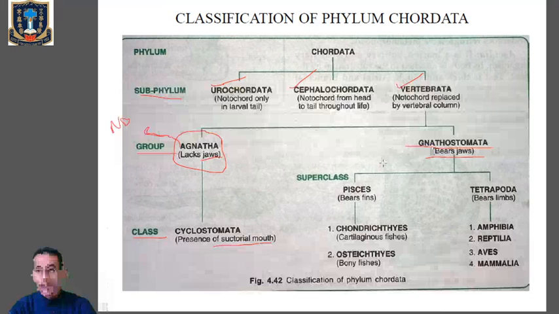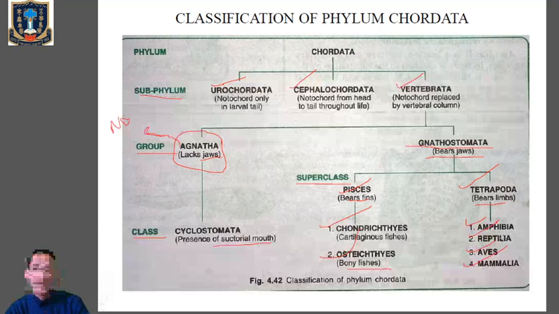Then Gnathostomata is divided into superclasses. Now what are the superclasses? First one is Pisces, which bears fins, and number two is Tetrapoda, which bears limbs. Now Pisces is further divided into Chondrichthyes, the cartilaginous fishes, and number two is Osteichthyes, the bony fishes. Then Tetrapoda, which bears limbs, is divided into Amphibia, Reptilia, Aves, and Mammalia. So this is the classification of phylum Chordata. It's on page number 453, figure number 4.42. So do remember the classification of phylum Chordata.